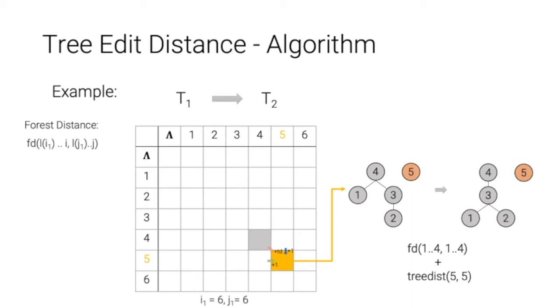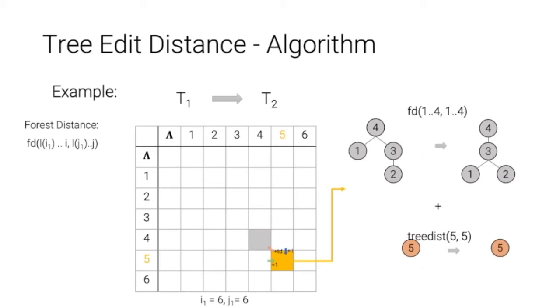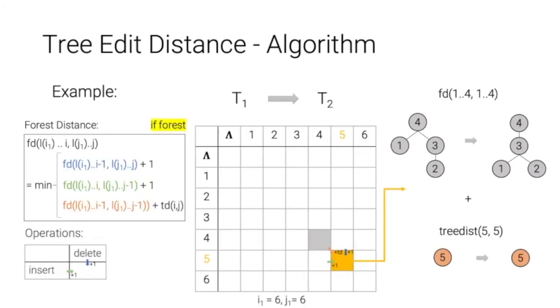The third operation that we could choose is the replacement. But in the case of forest comparison, the third operation is a little bit different. We take the result of the forest distance 1 to 4 and 1 to 4 and add the result of tree distance between the other nodes. Here on the left side is a summary of the operations that we can perform in a forest comparison. Have you noticed that the third arrow is missing in operations? This is because the third operation does not necessarily start from the field in the upper left corner.